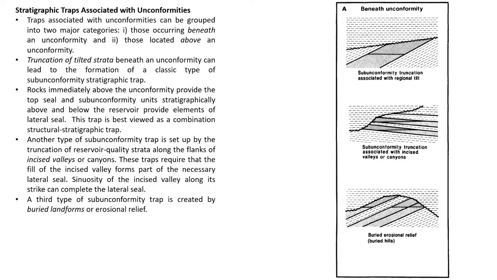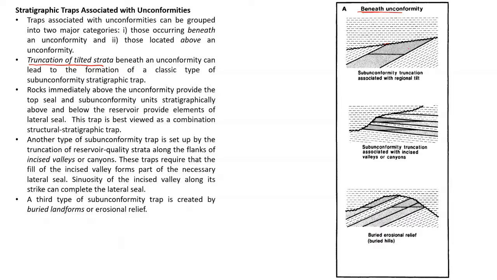Then what are those which are associated with unconformities? As I had told you, there could be supra unconformity and sub unconformity. So once they are sub unconformity, that is beneath the unconformity, you may find truncation of tilted strata. So this is a tilted strata, they may truncate at the unconformity. So this is one type of trap.